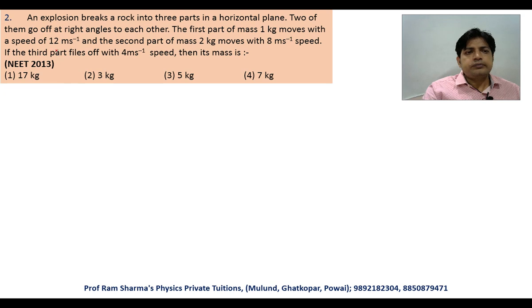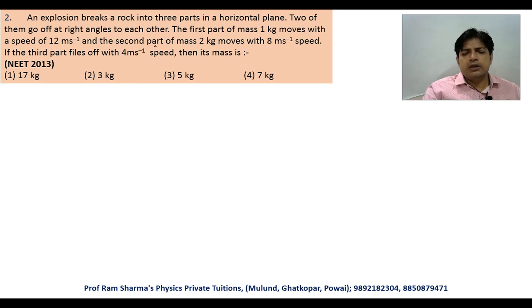Second one. An explosion breaks a rock into three parts in a horizontal plane. Okay, so there is a rock which breaks into three parts. Two of them go off at right angles to each other. The first part of mass 1 kg moves with a speed of 12, and the second part of mass 2 kg moves with speed 8 meter per second. If the third part flies off with 4 meter per second speed, then its mass is.